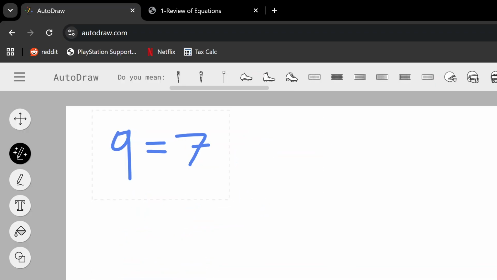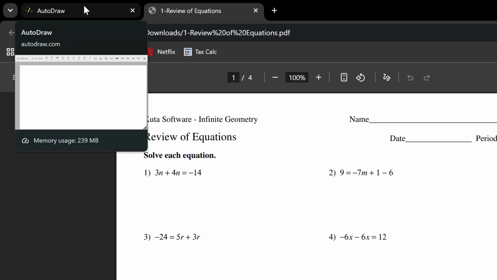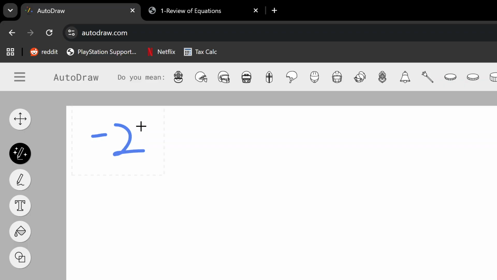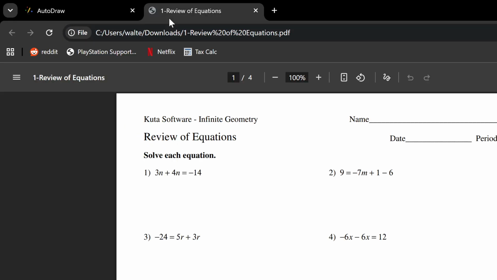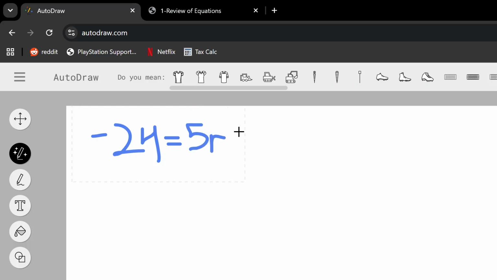And we should erase all this. What's the next question? Okay, this might be a little tricky one, but it's still very easy. Very possible. So we get negative 24 equals 5r plus 3r.